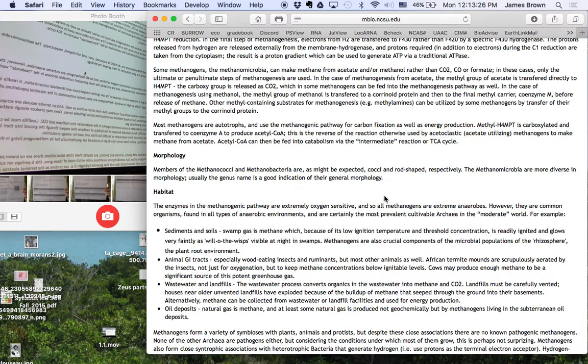In animal GI tracts, I'm not going to ask how many of you have seen YouTube videos of this. Lots and lots of animals make methane in their GI tract. Ruminants make a lot of methane this way, things like cows. The big one, though, are wood-eating insects.